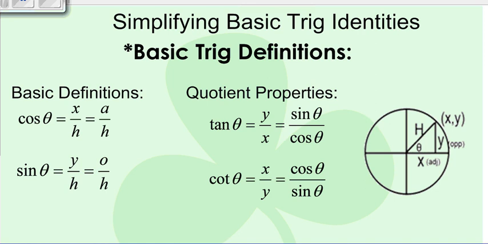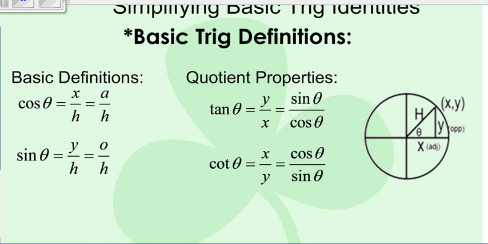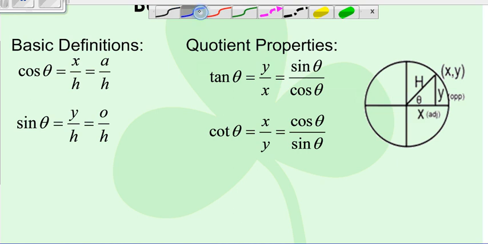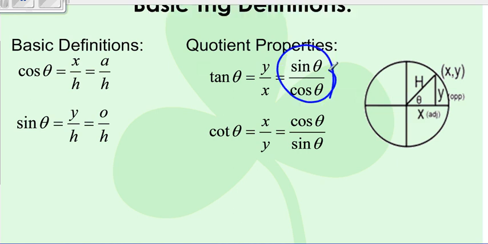Okay, so our basic trig identities are going to be that cosine is x over h, or a over h. Sine is y over h, or o over h. Our quotient properties there are tan and cotangent. And remember, the key thing for us with the tangent and cotangent is to really know that tangent is sine over cosine and cotangent is cosine over sine. It's another way that we could rewrite that and maybe use it as a tool.